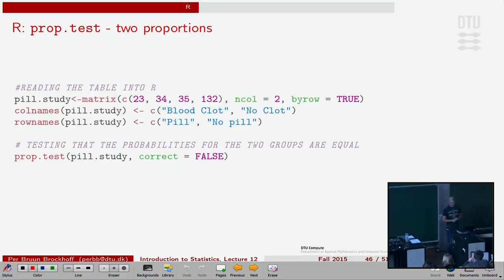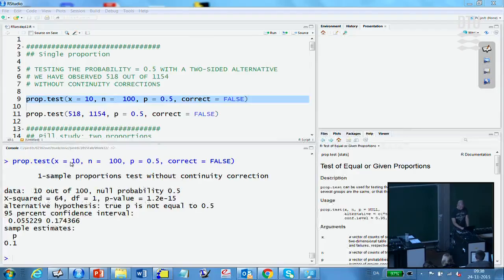The pill study. You have to put in the data. We put the data from the pill study as a 2x2 matrix. And then you can give names or you cannot. Names just make nice tables. It's not important for the actual analysis. Here, I just gave some column names and row names for the output tables. You may or may not do that. And then I could use the prop test again. This is a two-sample use of the prop test function, proportions test. Let's see what happens.